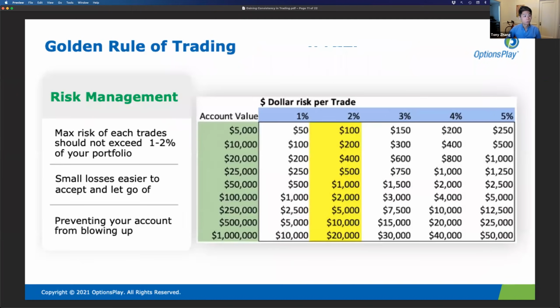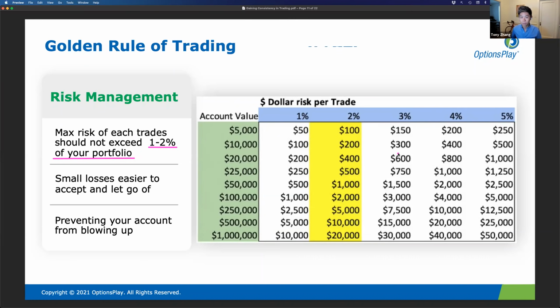And that's why we're going to show you the golden rule of trading. The golden rule of trading is really simple. It's trying to effectively trick your brain and trick your account into making sure you don't have any account blowups. So this is what we call the golden rule of risk management, which is very simple. You never risk more than 1% to 2% of your total portfolio on any single trade.